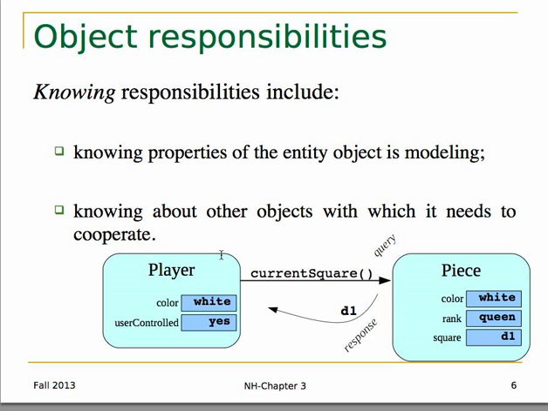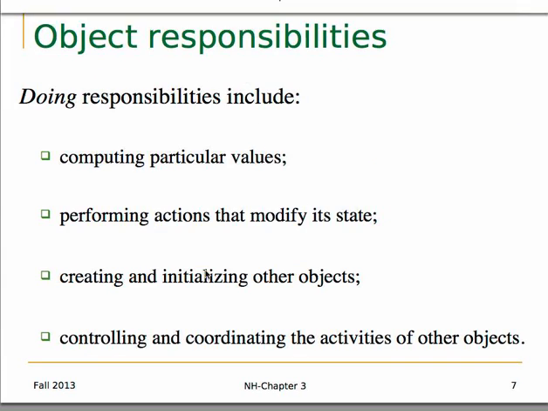So whether you have, let's say, player having to know about 16 of his or her pieces, or let's say an album or a CD object knowing about however many, let's say 100 song objects that it needs to keep track of. Those are the kinds of things that we expect some objects to know about. Okay, so player models, for example, color and user controlled, but it also needs to know about its pieces too, its piece objects. Doing responsibilities include computing particular values, performing actions that modify the state.